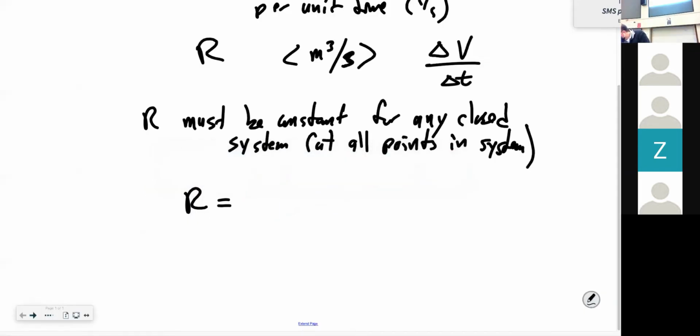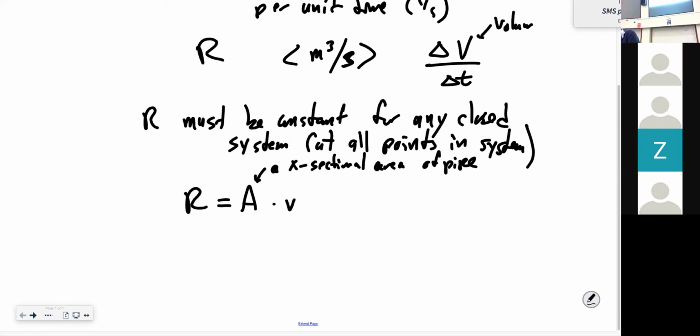So simply, R equals area, this is the cross-sectional area of the pipe, times the velocity of the fluid. This is not volume. I've written down two V's. They are different V's. This one up here was volume. This one down here is velocity of the fluid at that point.